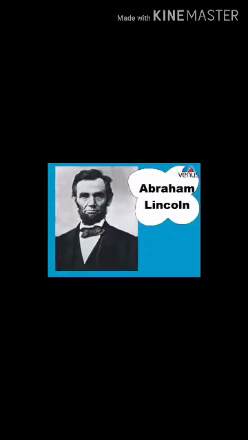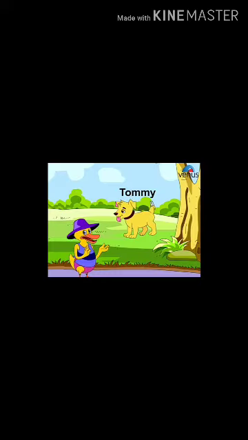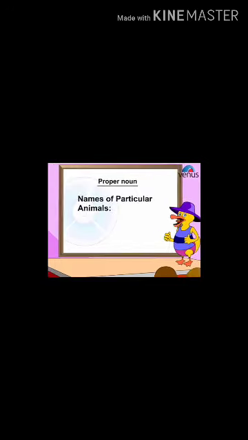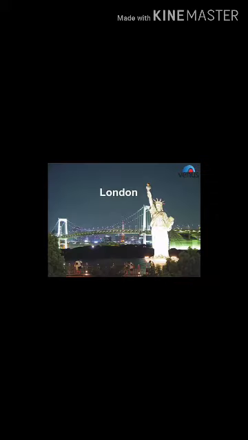Names of particular persons, you can see Abraham Lincoln. There are so many examples. We have talked about person. Now we'll come to animal. Now see, he is Tommy. For me it's a dog, but for this duck it's Tommy. So the name of this animal is Tommy. Particular names, like Chetak, that's a horse, and Chandni, that's a cow. These are the names of particular animals.